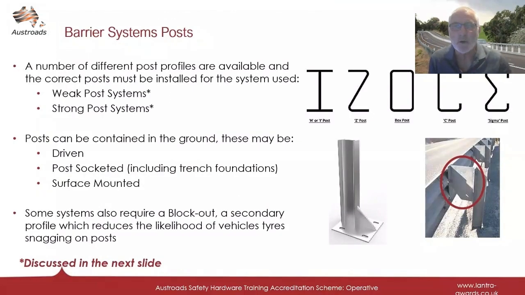Barrier system posts. A number of different post profiles are available and the correct posts must be installed for the system used. Whether they be an H or an I post, a Z post, box post, C post, sigma post, etc. But there are also weak post systems and strong post systems. I'll discuss these on the next slide.